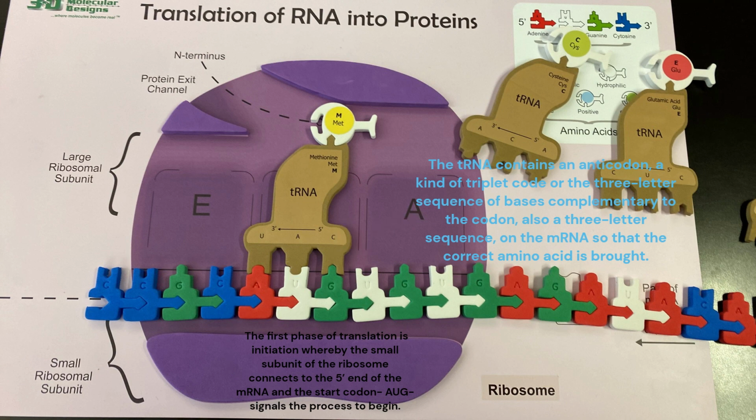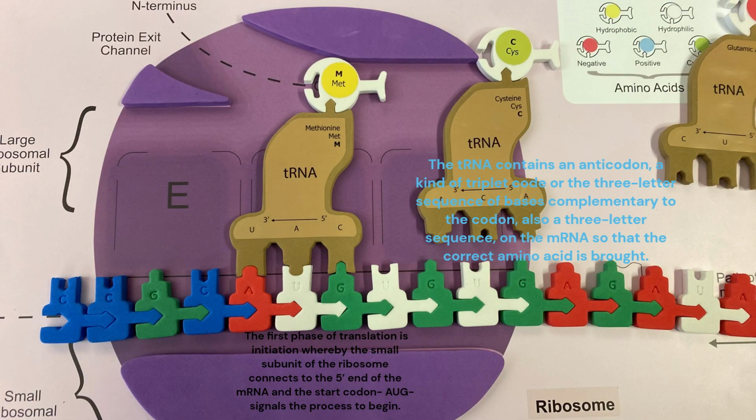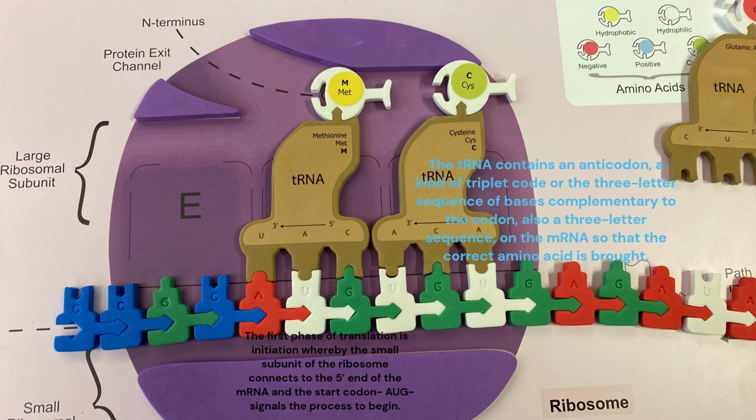The first phase of translation is initiation, whereby the small subunit of the ribosome connects to the 5' end of the mRNA and the start codon AUG signals the process to begin.